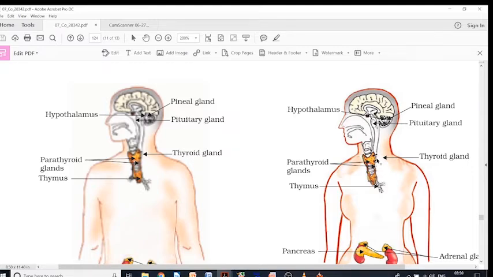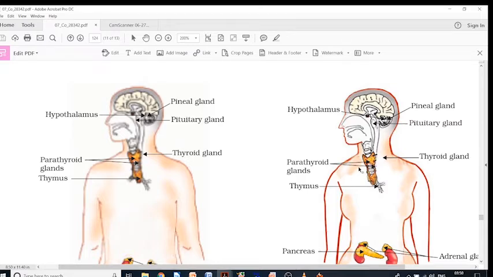Lack of iodine causes goiter, and this thyroid gland contains this thyroxine hormone, which releases iodine into our blood. Another function of thyroxine is that it also metabolizes carbohydrate, protein, and fat.